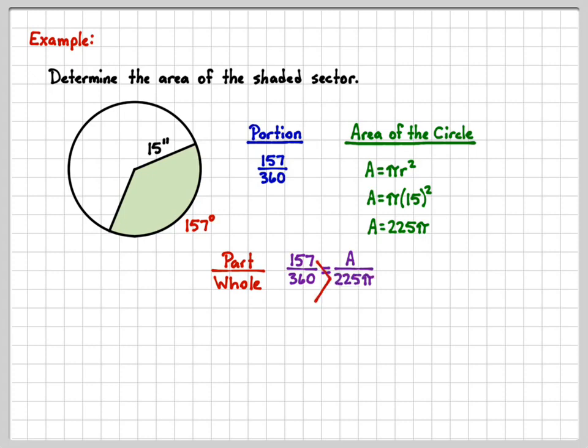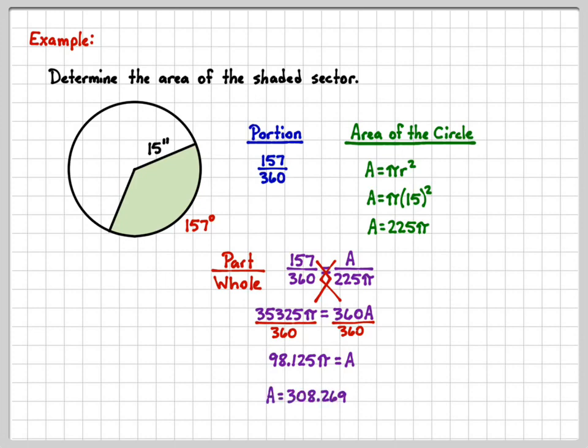From here, we're going to cross multiply. So we get something really big here, 35,325 pi equals 360A. We'll divide by 360. And then when I'm all said and done with that, 35,325 divided by 360 is 98.125. And then we would multiply by pi. So we end up with 308.269. And then because we're talking about area here, remember area always has units squared. So the units here are inches. So we would say inches squared. So that's the example that I wanted to walk you through on this day.